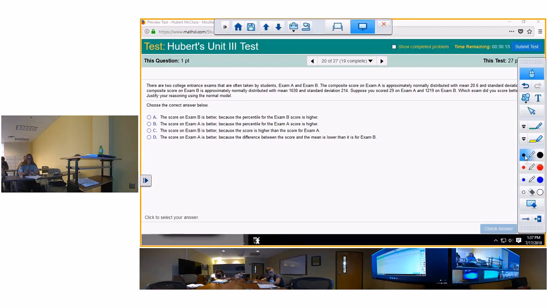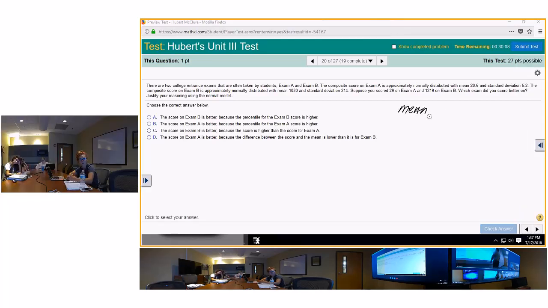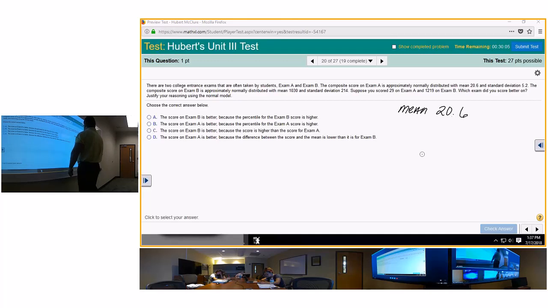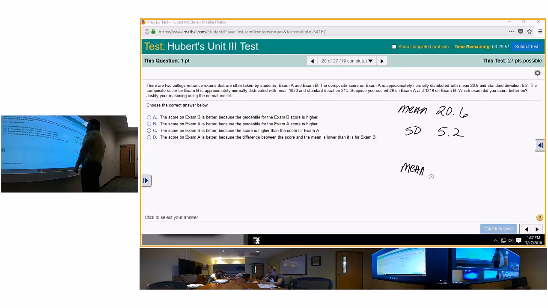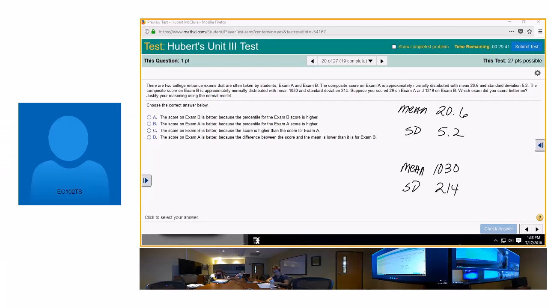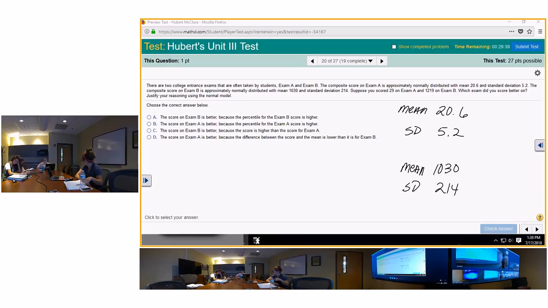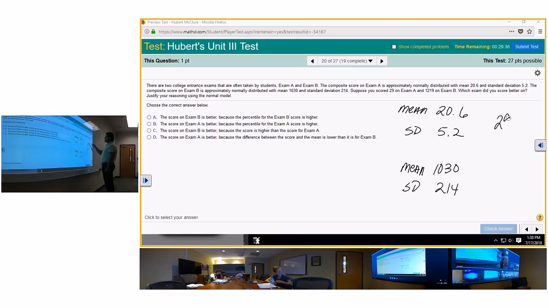The first test has a mean of 20.6 and a standard deviation of 5.2. And the second test, the mean of 1030 and a standard deviation of 214. You made a 29 on this test, and you made a 1219 on this test.